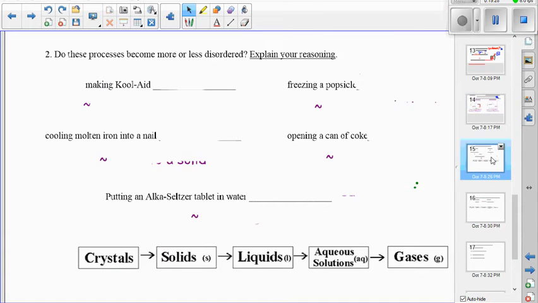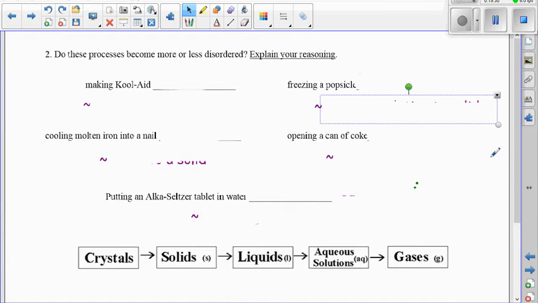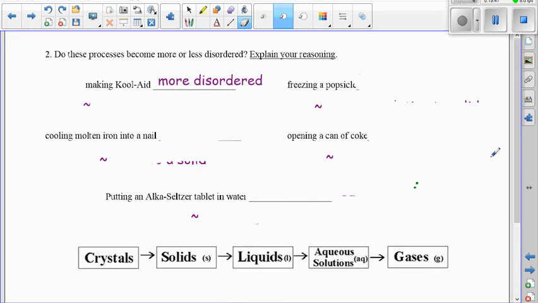Okay, here we go. Let's talk about making Kool-Aid. Andrew Bracken, talk to me. Kool-Aid. Okay, so I would say it becomes more disordered because it's going from, I assume, the powder, right? Yeah, it's going from a solid to a liquid. I would say increase in disorder because it's going from solid to an aqueous solution because it's getting dissolved in water, right? But everything else, really good.